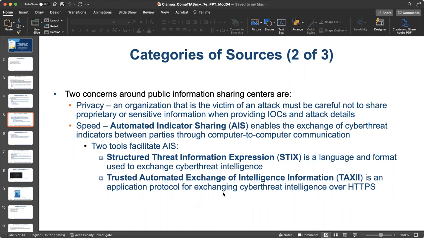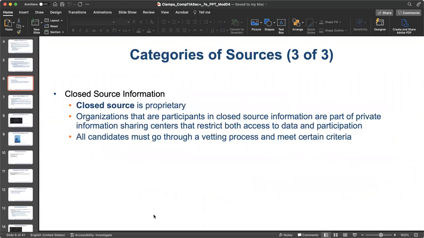The other tool is TAXII, or Trusted Automated Exchange of Intelligence Information, which is an application protocol for exchanging cyber threat intelligence over Hypertext Transfer Protocol, or HTTP, in the secure format, HTTPS. And you guys possibly are going to remember that we said HTTP plus SSL or TLS is going to give us HTTPS. So TAXII itself defines an application programming interface, or API, and a set of requirements for TAXII clients and servers, which most of the industry leaders are using nowadays.